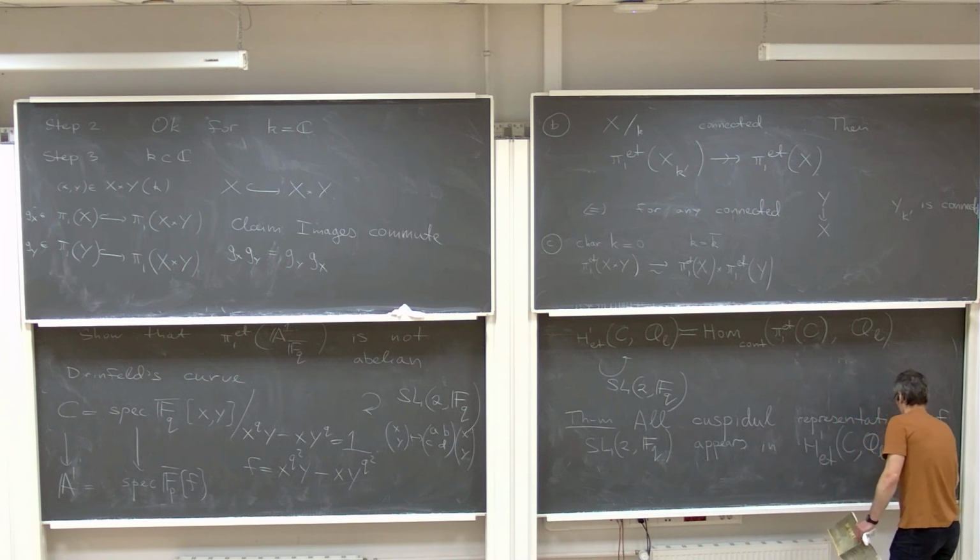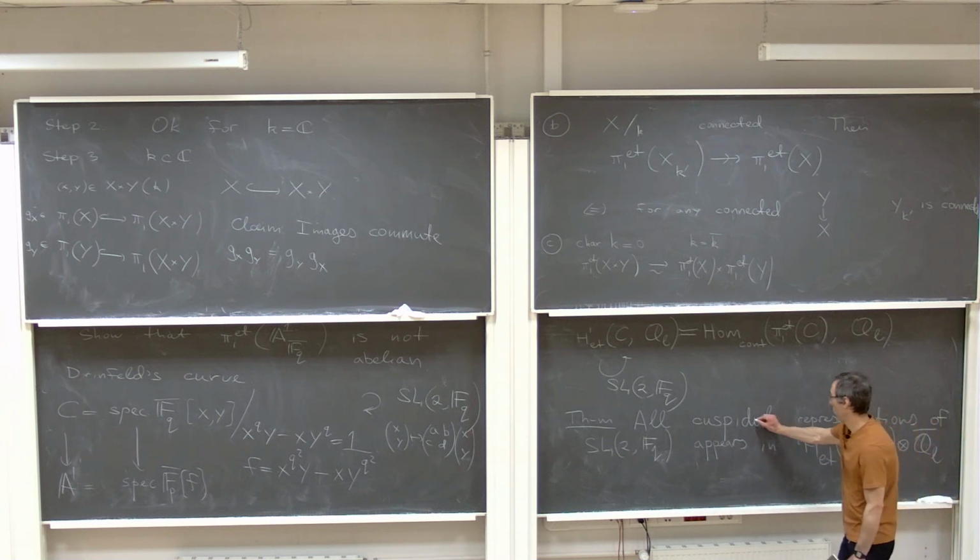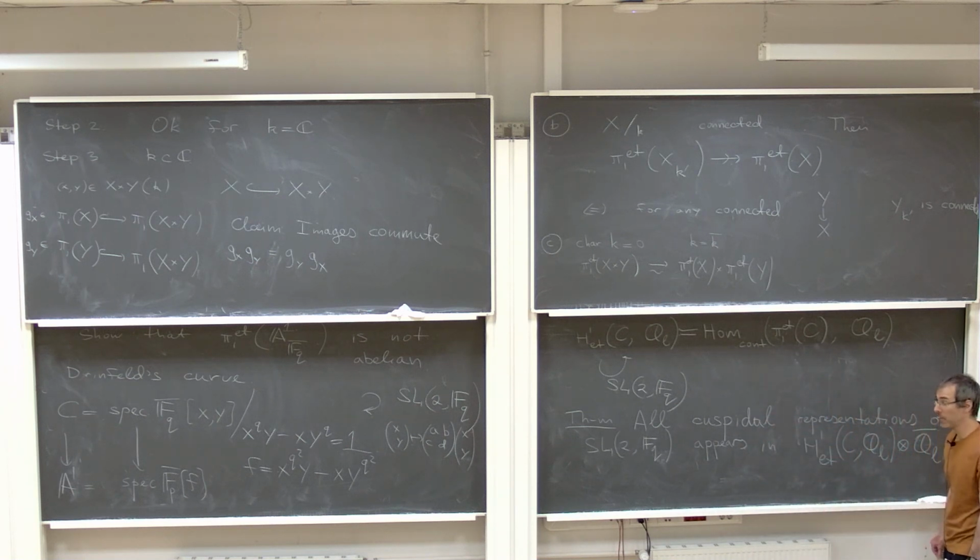Let's say I'm interested in representations in an algebraically closed field. I'm interested in complex representations. Abstractly, this field is isomorphic to the field of complex numbers. It doesn't matter which algebraically closed field of characteristic 0 I take. So what does this word cuspidal mean? Well, it means something very simple.